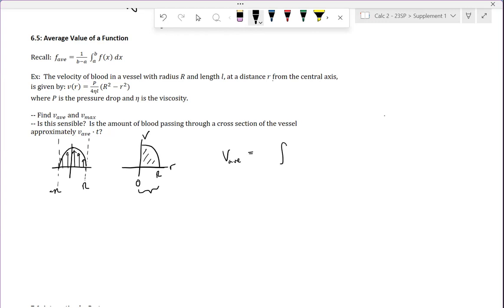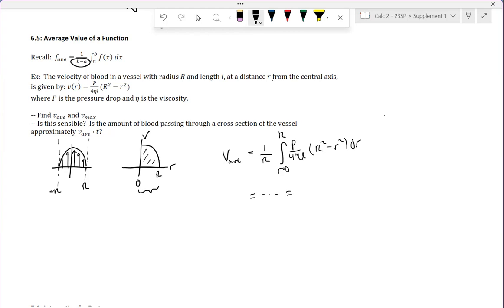So the integral that we'll do goes from little r equals 0 up to little r equals big R. We have our constant P over 4 eta L times our big R squared minus little r squared d little r. And from A to B is 0 to big R. So what is B minus A? That is big R. So this is our V average.